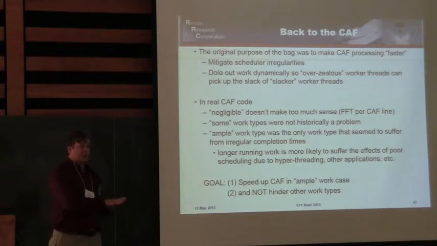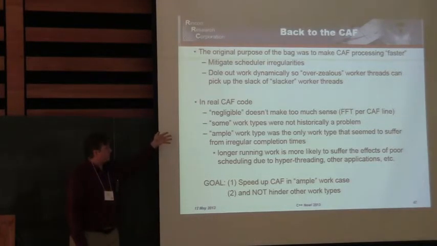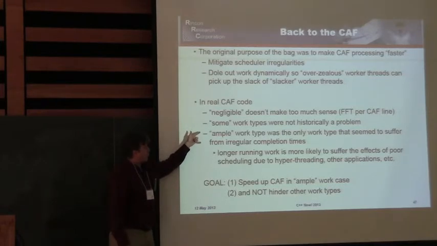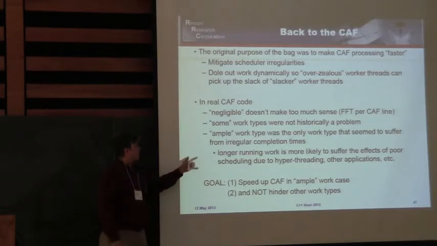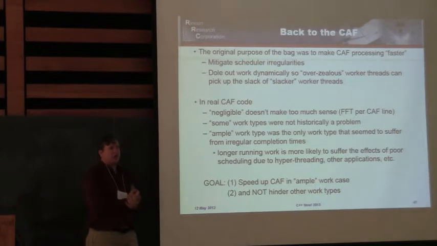This application that we've had for quite a bit of time generates CAFs, and the CAFs were typically much smaller historically. They're like a second, 2 seconds, and we never saw the slowest worker problem. The only time we saw it was when Josh was like, dude, let's do a 20-minute long CAF. When we did the ample work type, that's when we started seeing the irregular completion times. And it makes sense. A longer running piece of work is much more likely to suffer the effects of poor scheduling due to hyperthreading, other applications, and so on. So with a longer running CAF, of course, scheduling is going to become weirder and weirder the longer it runs.